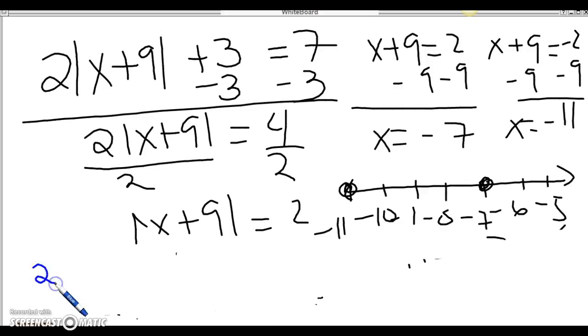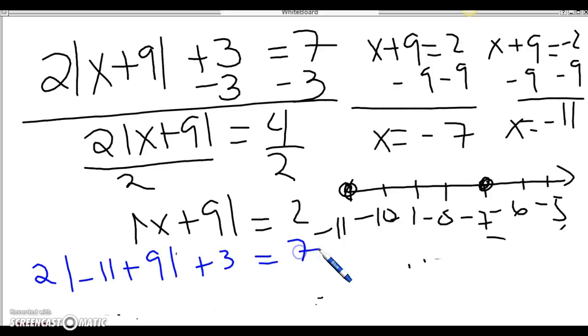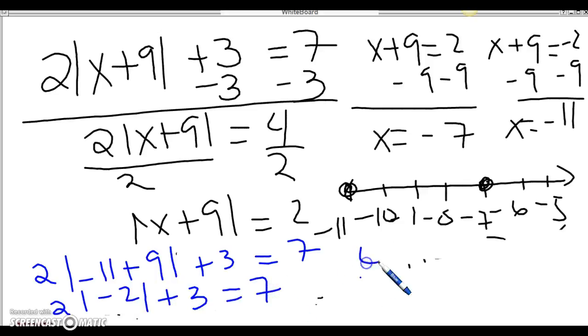Alright, so you have 2 times absolute value of negative 11 plus 9, plus 3 equals 7. And I get 2 times absolute value of negative 2 plus 3 equals 7, and the absolute value of negative 2 is just 2. So I get 4 plus 3 equals 7, and again, that works out. So I hope this helps.